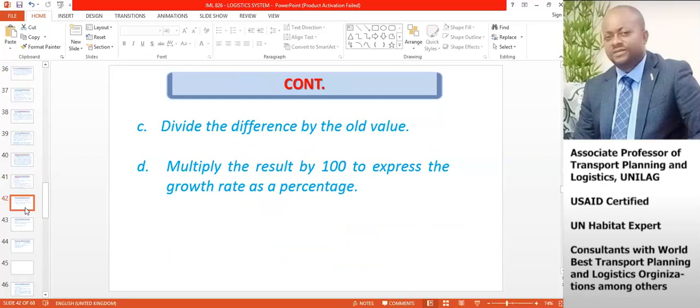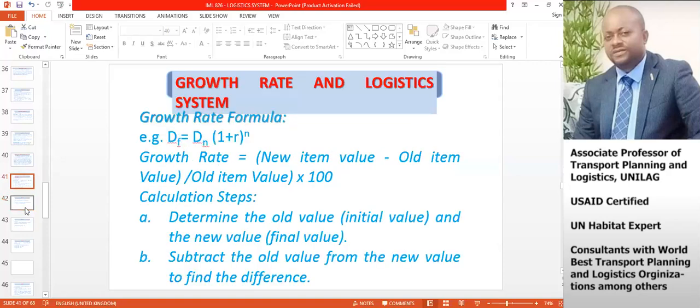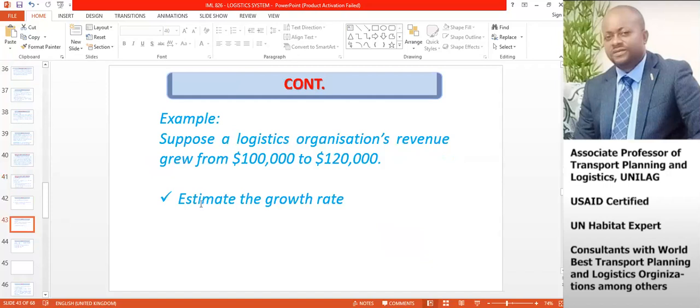Then you now divide it by the old value. The new, you deduct the old from it. Look at it here. Subtract the old from the new. Number 1, you identify the old and new first. Number 2 is that you subtract the old from the new. That is why we are subtracting the $100,000 from $120,000. Do you understand it here? Yes, up to this point. Do you understand it up to this point, class?